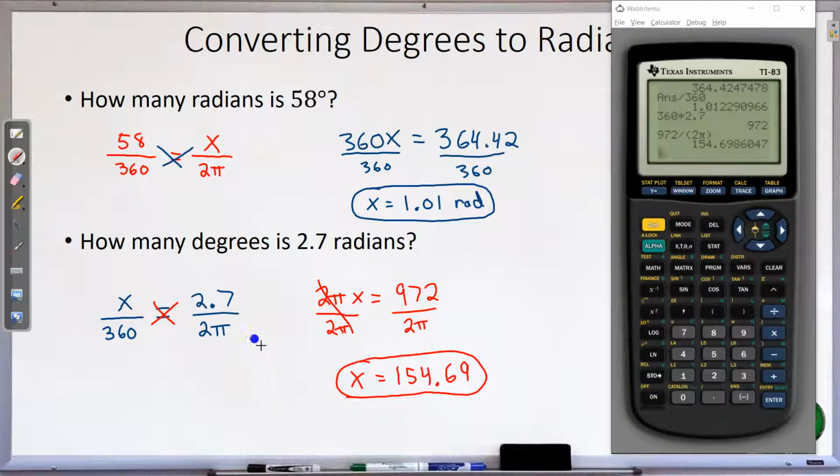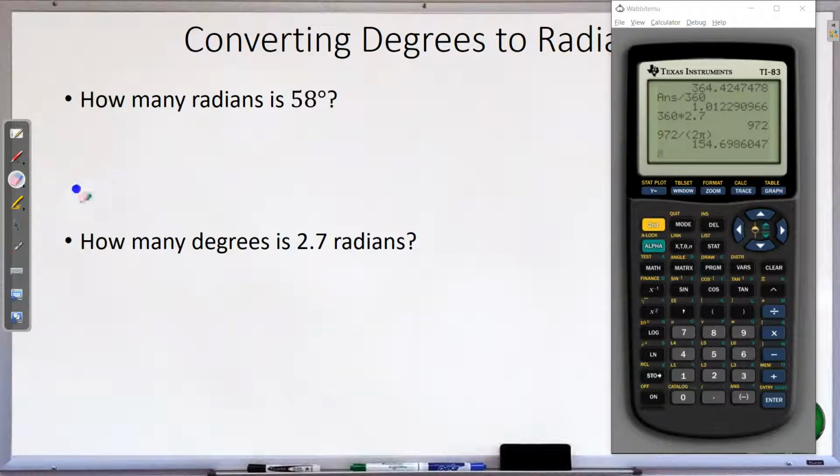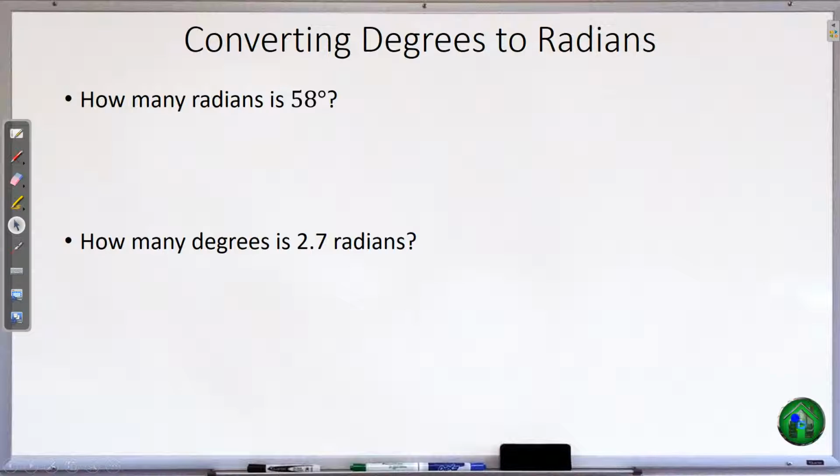So there we can go from radians to degrees or degrees to radians, both directions, by setting up those proportions. You just take your angle and divide by a full circle. On the other side, you take your angle and divide by a full circle. So that kind of gives us an idea of radians as decimals.